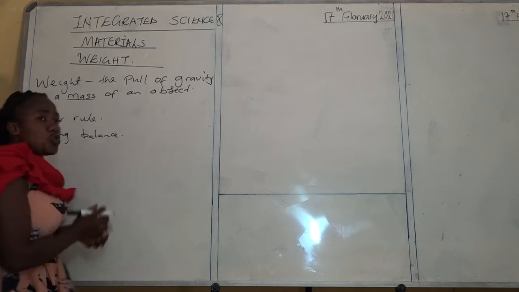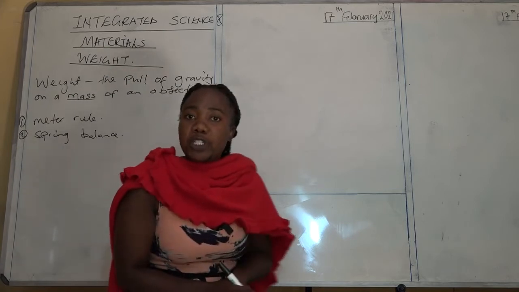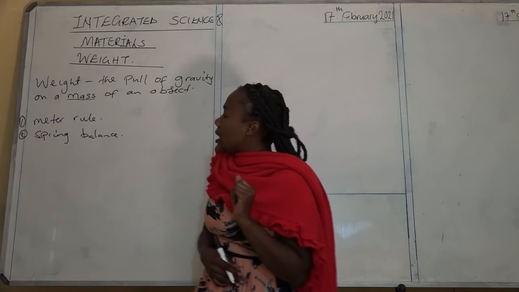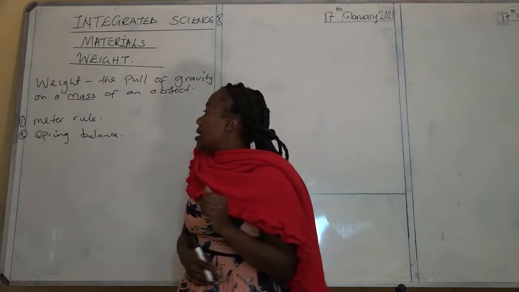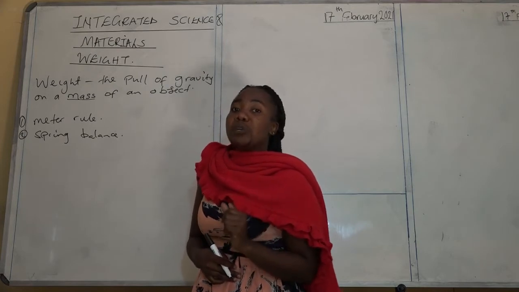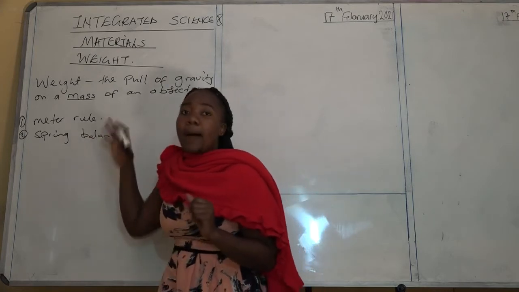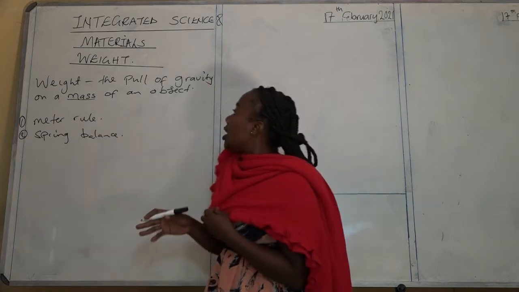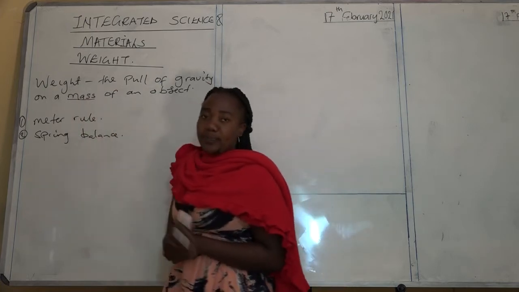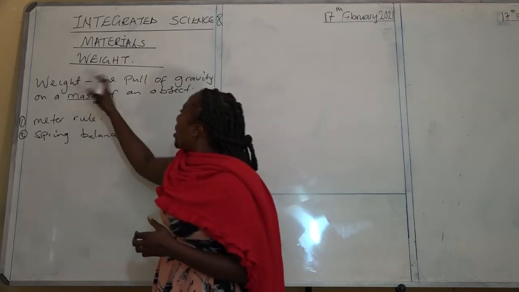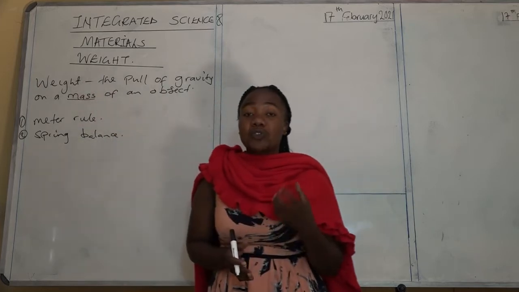So how many instruments have I given you that we use to measure weight? Two instruments. The first instrument that we can use to measure weight is a meter rule. The second instrument that we can use to measure weight is a spring balance. So these are the two instruments that we can use to measure weight.